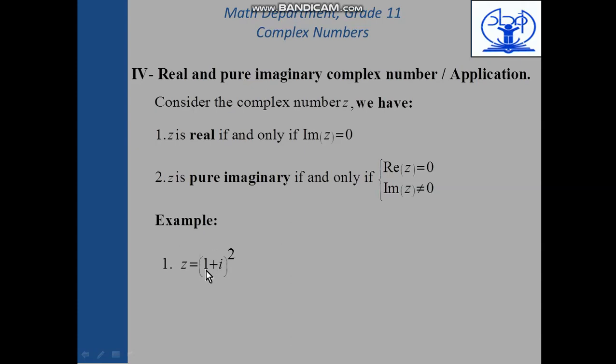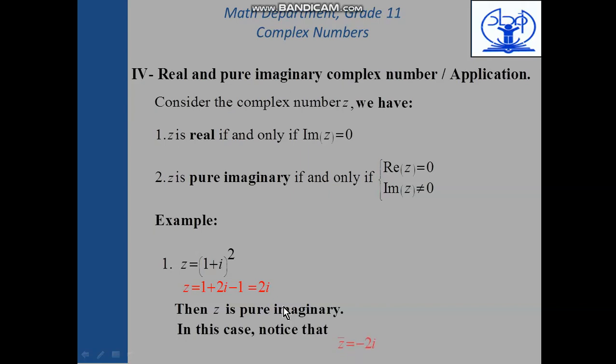Example, z equal (1 plus i) squared. Let us do the calculation. 1 plus 2i minus 1, using a squared plus 2ab plus b squared. Simplify 1 and minus 1, it is equal to 2i, and this one is a pure imaginary complex number because the real part is equal to 0 and the imaginary part 2 is not equal to 0. So z bar in this case is equal to minus 2i. And if the complex number is a pure imaginary complex number, in this case the conjugate of this complex number is equal to its opposite.